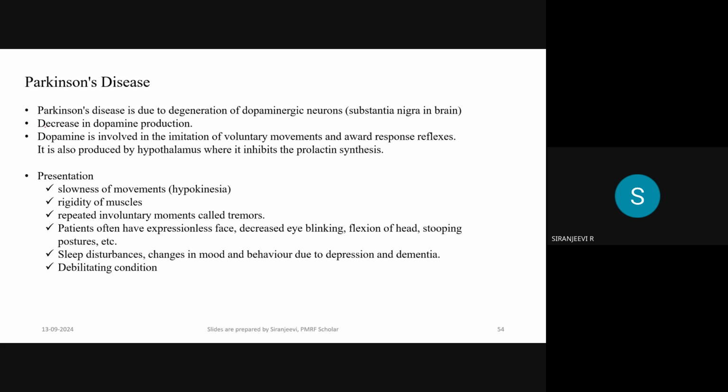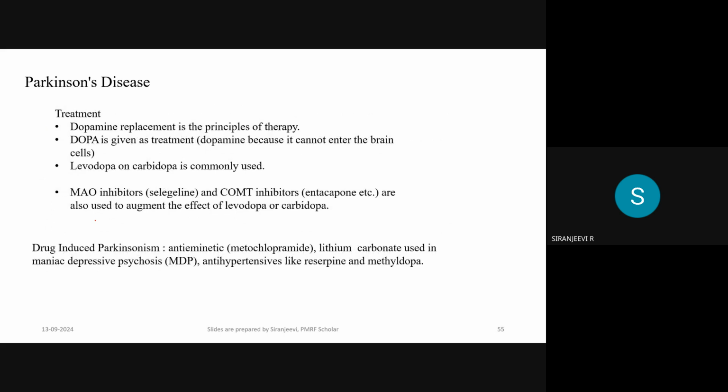And what will happen due to Parkinson's disease? Slowness of movements, which is called hypokinesia, then rigidity of muscles, and repeated involuntary movements called tremors. Patients often have an expressionless face, decreased eye blinking, and flexion of the head and stooping posture. Sleep disturbance and changes in mood and behavior due to depression and dementia, and a debilitating condition are also seen in the body.